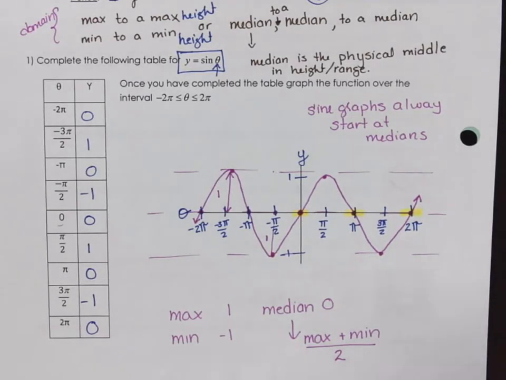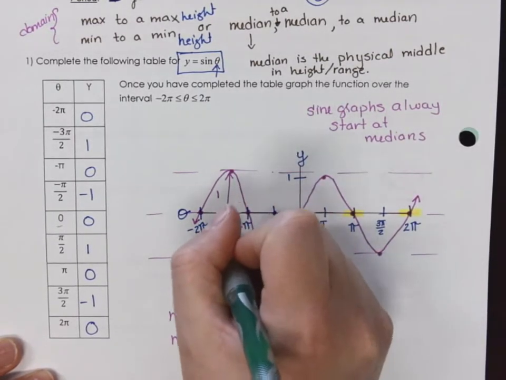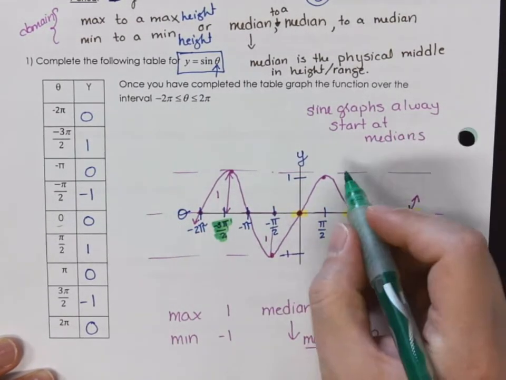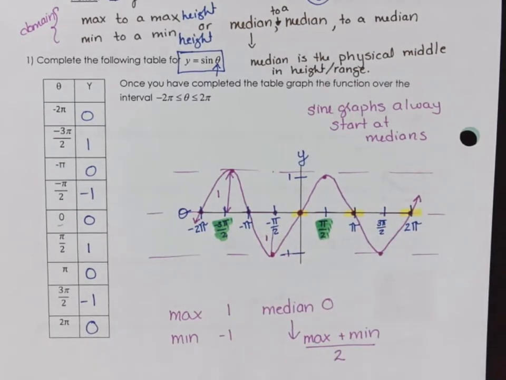Let me grab a different highlighter. So maximum I hit at negative 3 pi over 2, and I hit another maximum at pi over 2. You guys would agree with me? So let's make them both absolute values, add them together, and you get 2 pi. So it doesn't change where you measure it from, it's still 2 pi.